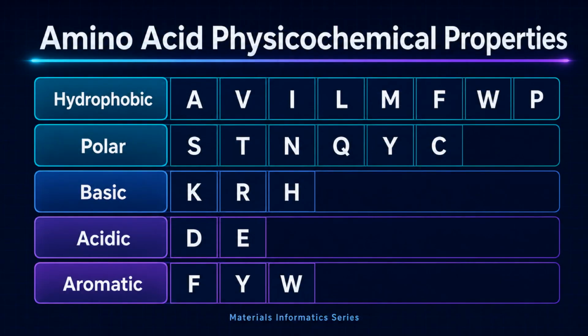Before we can apply machine learning, we need to extract features from sequences. The 20 standard amino acids have different physicochemical properties. We can group them by hydrophobicity, polarity, charge, and aromaticity. Understanding these properties helps us engineer meaningful features for prediction.